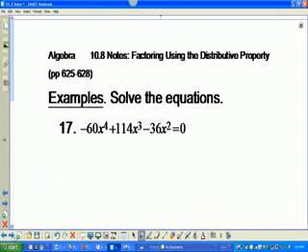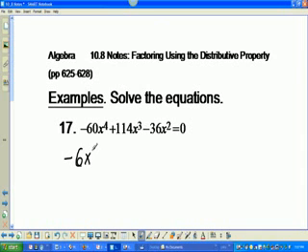Next, let's solve this equation. Negative 60x to the fourth plus 114x cubed minus 36x squared. Well, the first thing I noticed, 60 and 36, 6 goes into both of those. Does 6 go into 114? If I take 114 divided by 6, it gives me 19. That seems like a pretty good guess. And since my leading coefficient is negative, I'm going to factor out a negative 6.